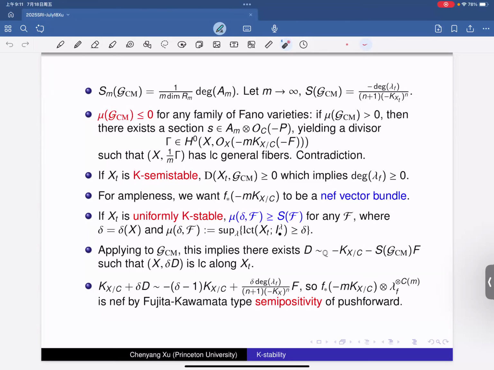Sorry, I can see it on my iPad, but because of my iPad I don't have this little screen there.